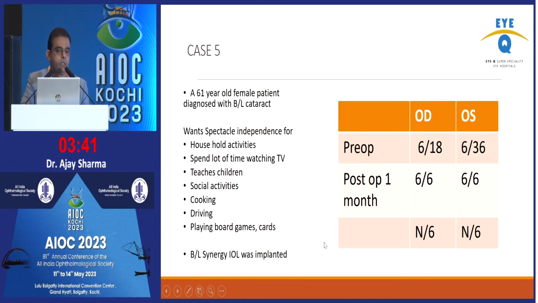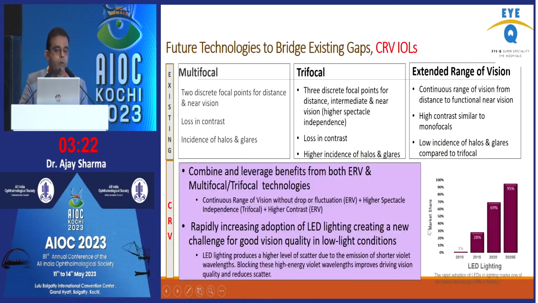So here was a case when Synergy was implanted. Again, household activities are needed: watching TV, teaching children, social activity, cooking, driving, playing board games. This is a 61-year-old female, active in life. This was the pre-operative vision; post-operatively, the patient has N6 vision and good intermediate vision.